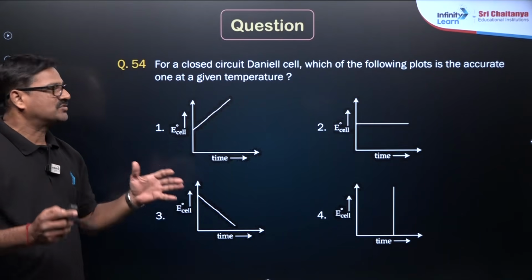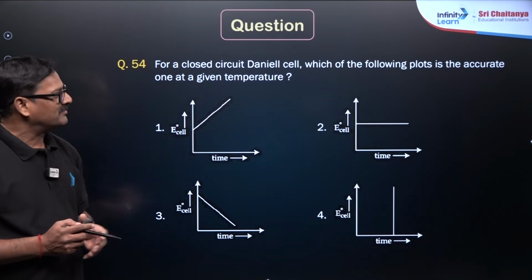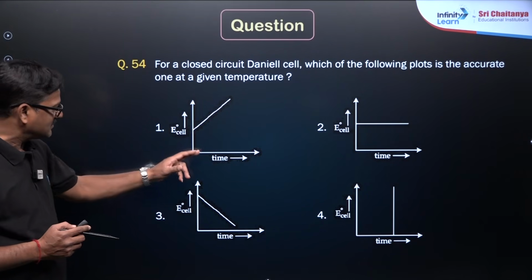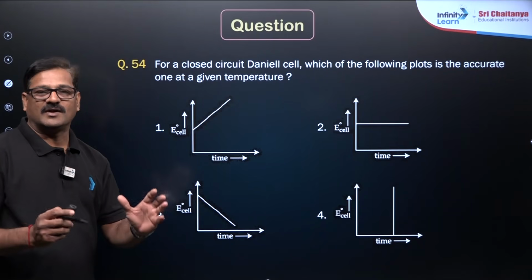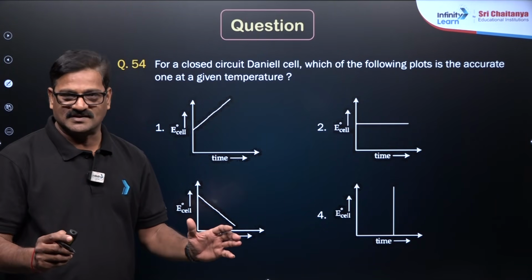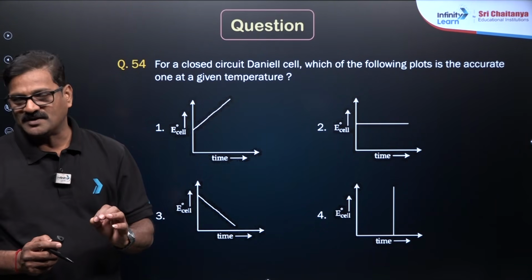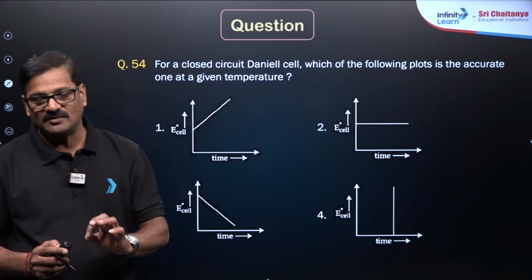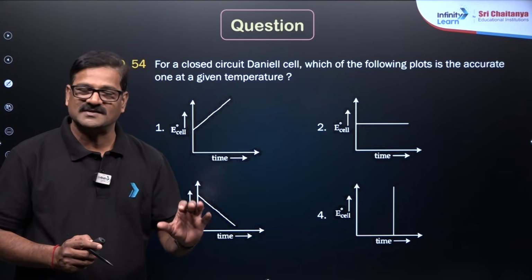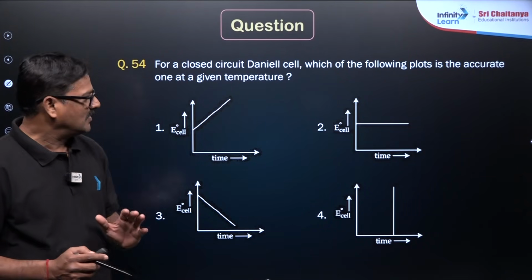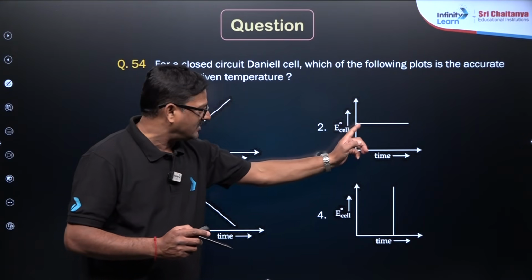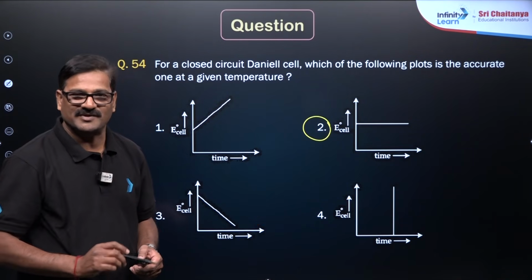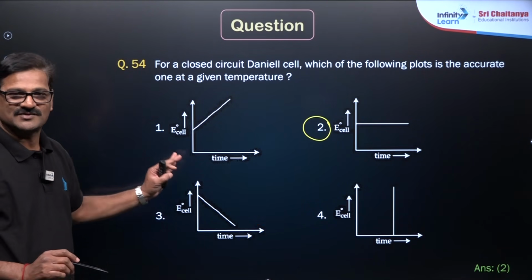For a closed circuit of a Daniell cell, which of the following plots is the accurate one at a given temperature? So it is given E cell with time. When the galvanic cell is working in a closed system, the cell potential is independent of time. Cell potential changes only with either concentration or temperature. So as the cell potential remains constant with time, I would say the answer for this question is going to be 2.